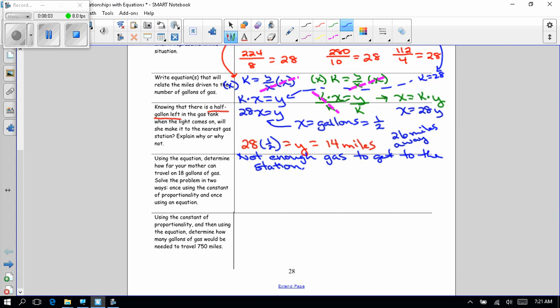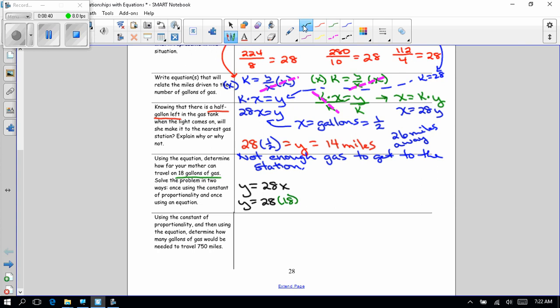All right, use the equation to determine how far your mother can travel on 18 gallons of gas. Let's suppose instead, before she got on the highway, she filled up her car, 18 gallons, which, by the way, that's a really big vehicle because most vehicles don't hold that much. But let's suppose that's the case. So y is equal to 28x because I want to know the number of miles, right? And y is the number of miles. So I'm going to say that y is equal to 28 times the 18 from the problem because that's the number of gallons. Remember, x was gallons.